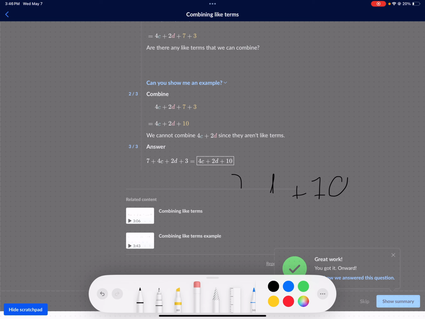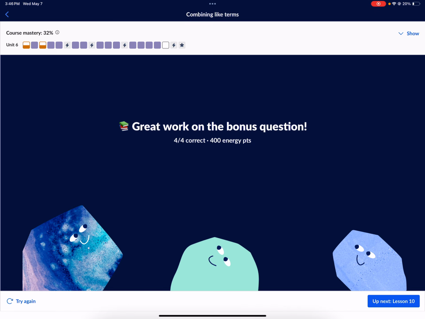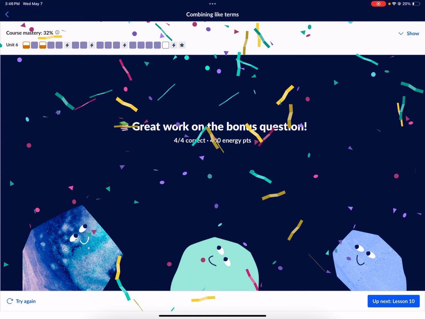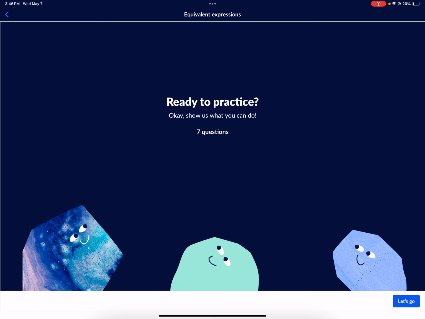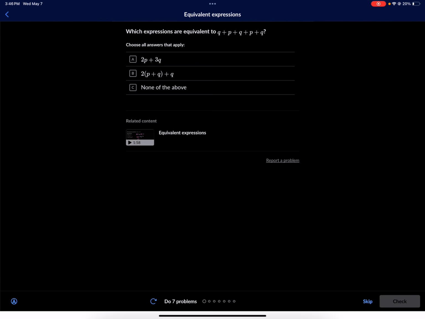Good job, everyone. Okay, we only have one more lesson, and then we are good for this episode and the entire unit. So, here we go. Equivalent expressions. Okay. Which expressions are equivalent to q plus q plus q plus p plus q?